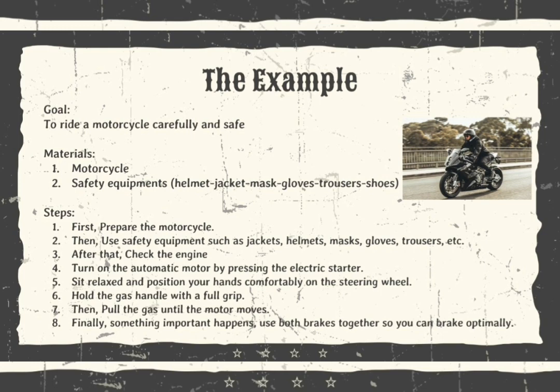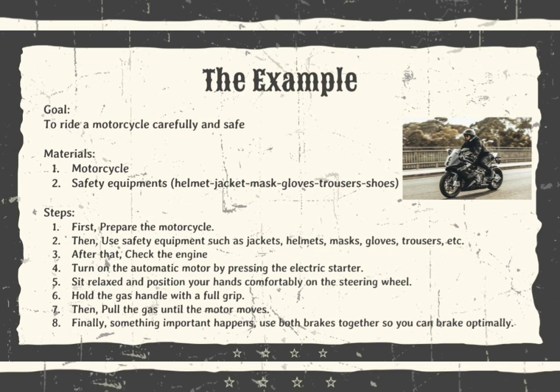The sixth step is hold the gas handle with a full grip. So you have to hold the gas handle with a full grip, not just with one finger, 2 fingers, or maybe no finger. You have to hold the gas handle with full fingers, a full grip. Then the next one is pull the gas until the motor moves. You have to do it slowly, not too fast, because it might be a bit dangerous for you to pull the gas at maximum, so you have to do it slowly.